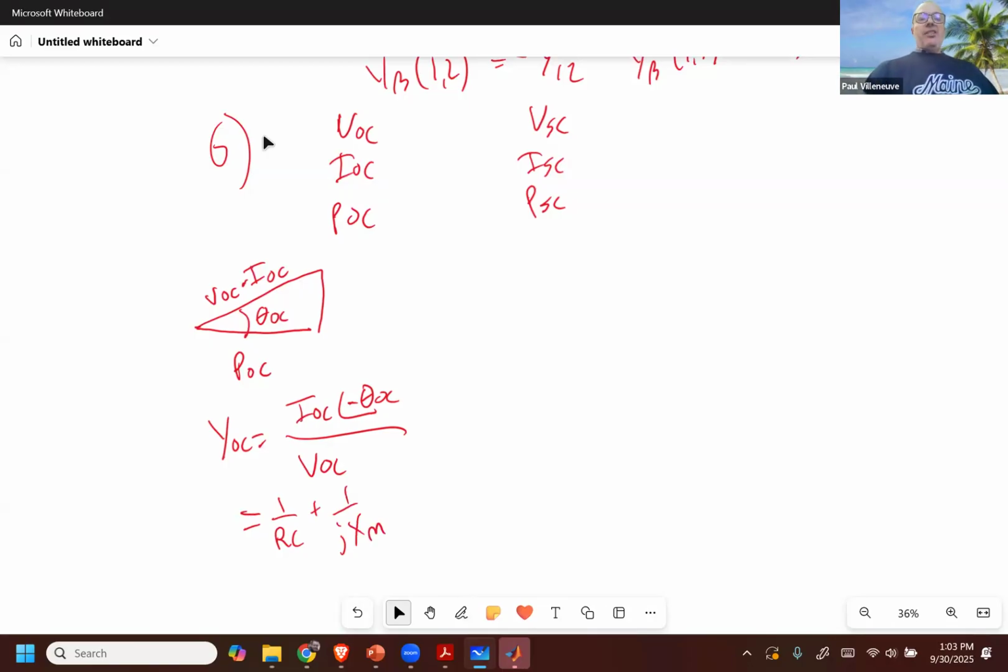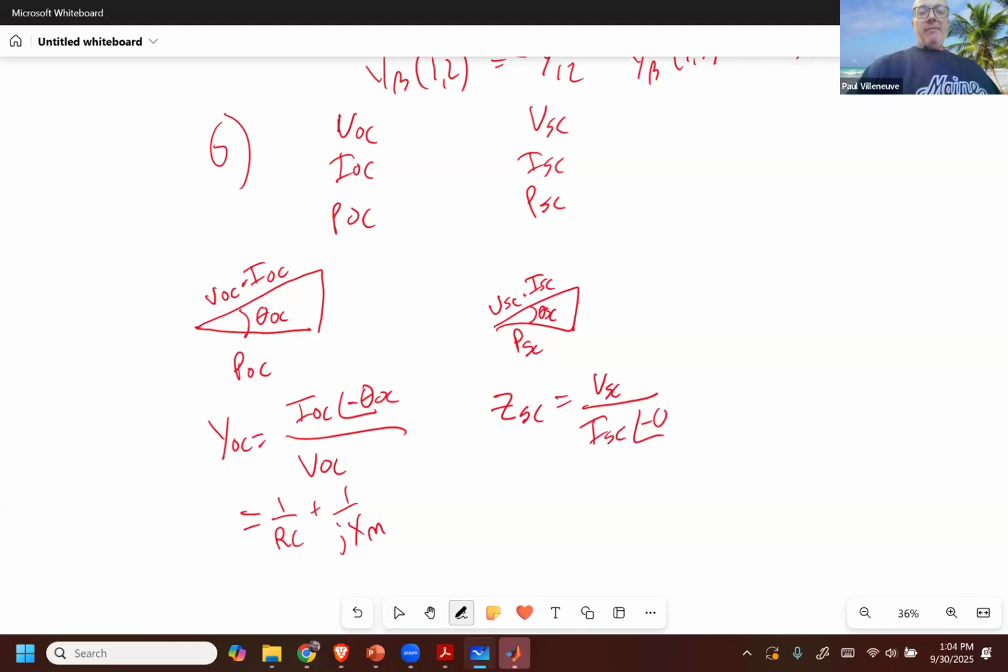For your RE and JXE, same process, but now these become short circuit. In this calculation, because the elements are in series with each other, I don't do Y, I solve for Z. So Z short circuit is V short circuit divided by I short circuit at an angle of minus theta short circuit, which is equal to RE plus JXE. Notice I said V short circuit because both of these are at an angle of 0. Those are our references.